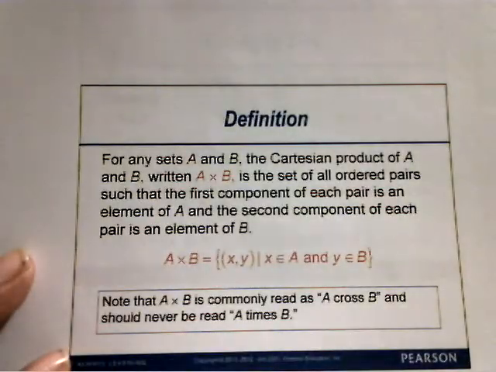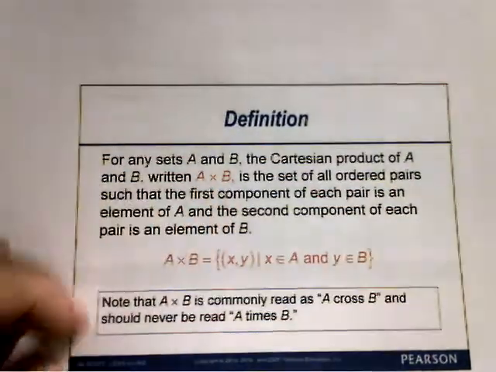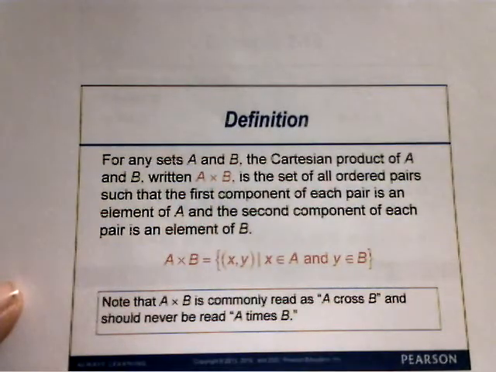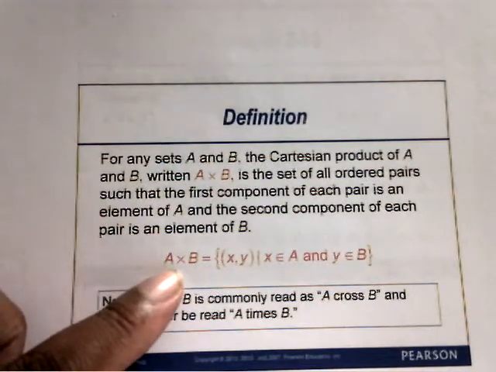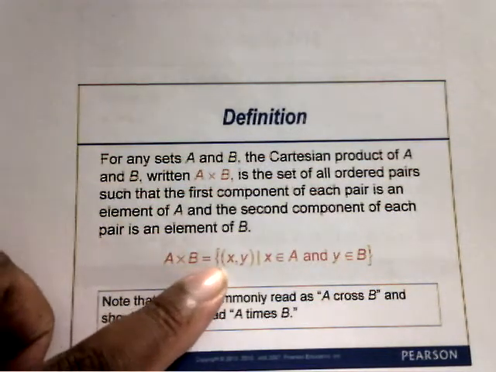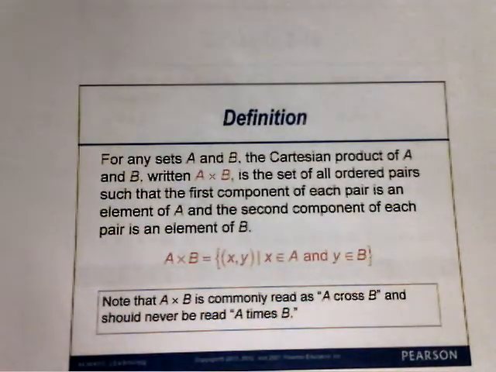For any sets A and B, the Cartesian product of A and B is written as A cross B. That's how we read this, A cross B, not A times B. That's the set of all ordered pairs such that the first component of each pair is an element of A and the second component of each pair is an element of B. In set builder notation, A cross B will be the set of all ordered pairs (x, y) such that x is an element of A and y is an element of B.